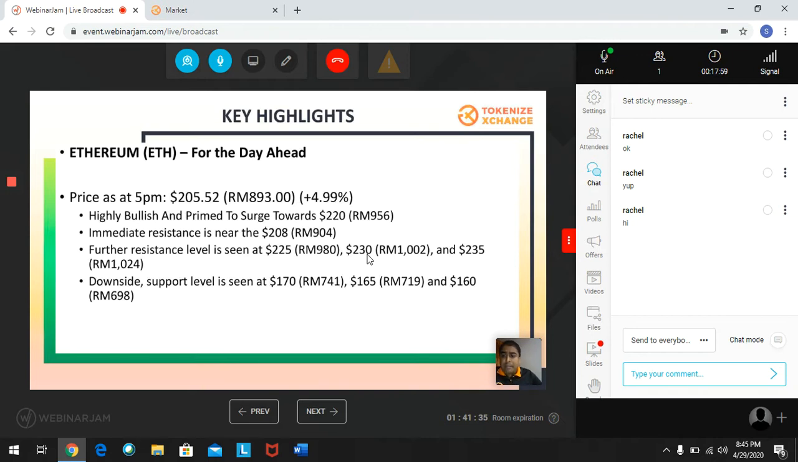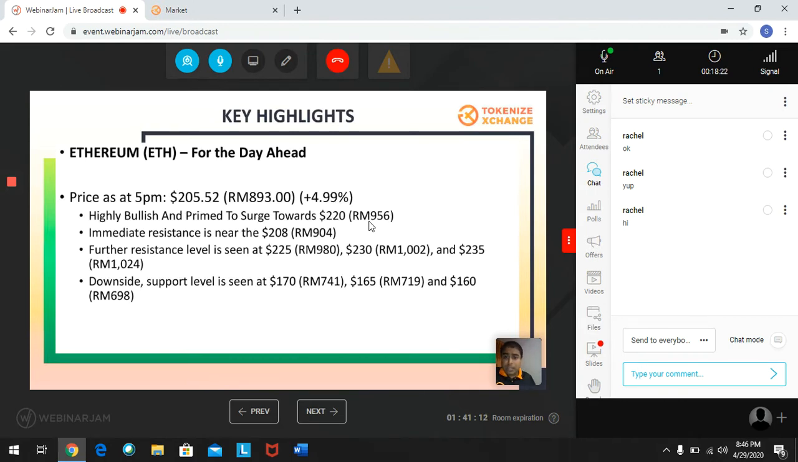Okay, and they say the price is very bullish, and the next target level for Ethereum, you will be trying to trade probably in 220 US dollars, so 956 Ringgit Malaysia. So if you compare the current price and towards 956, yeah, there's a lot of upsides available in Ethereum as well.